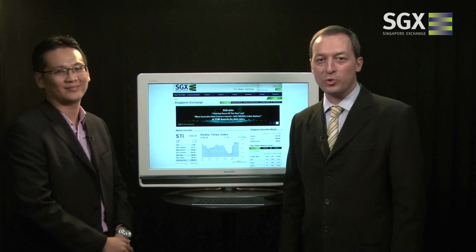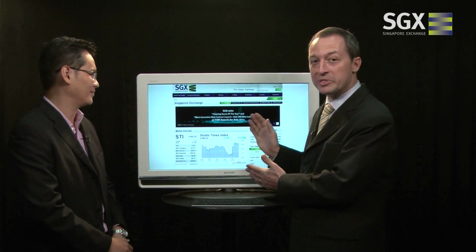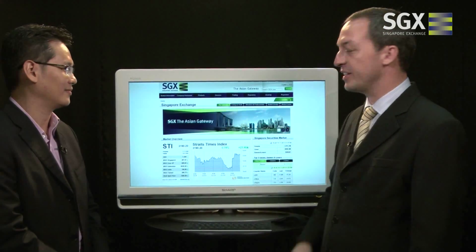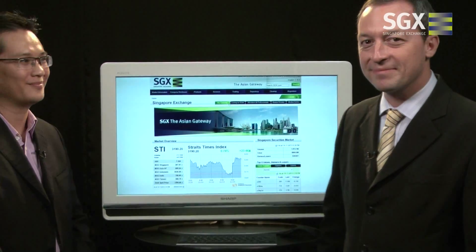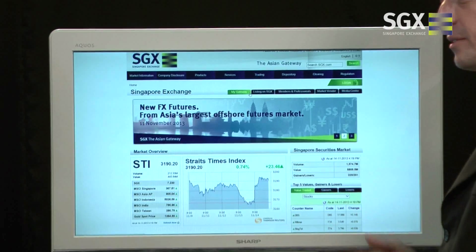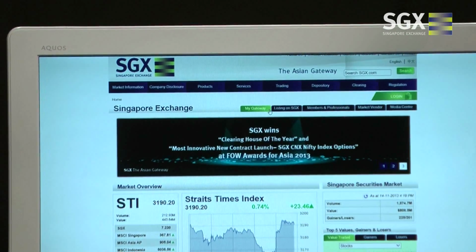And you can access the portal yourself by going to the SGX website. When you're on the home page, all you need to do is click this first tab over here, which says My Gateway. Thank you. So are there many other such portals on the market in this way? Yeah, there are some like Share Invest, Share Investors.